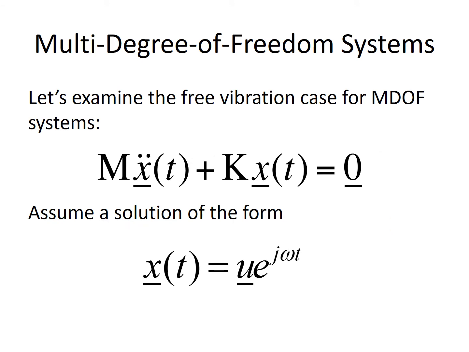As we did for single degree of freedom systems, let's start the analysis by solving for the free vibration response of this multi-degree of freedom system. Setting the applied generalized forcing matrix to 0 yields the equation M x double dot plus K x equals 0. We assume a solution of the form u e to the j omega t, where u is an n by 1 vector of undetermined coefficients, and the complex exponential represents a harmonic function of time.